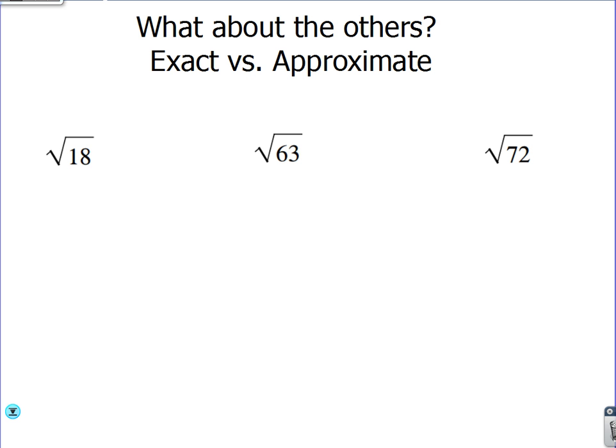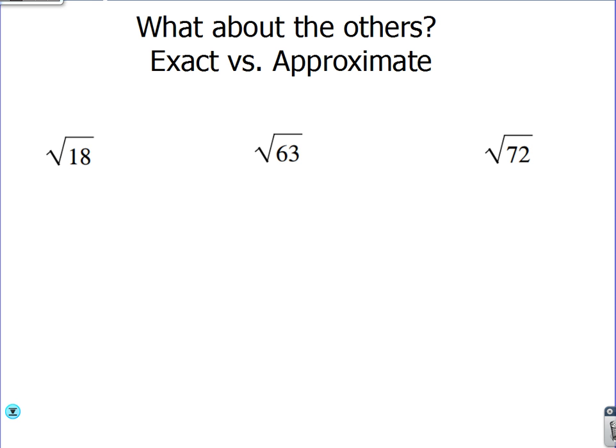Square root of 18. Here's how you reduce a radical. First step, break it into something that you do know the square root of. I have no idea what the square root of 18 is. Now, I do know the square root of 4. I know the square root of 9. I know the square root of 16. I know the square root of 25. I know the square root of 36.